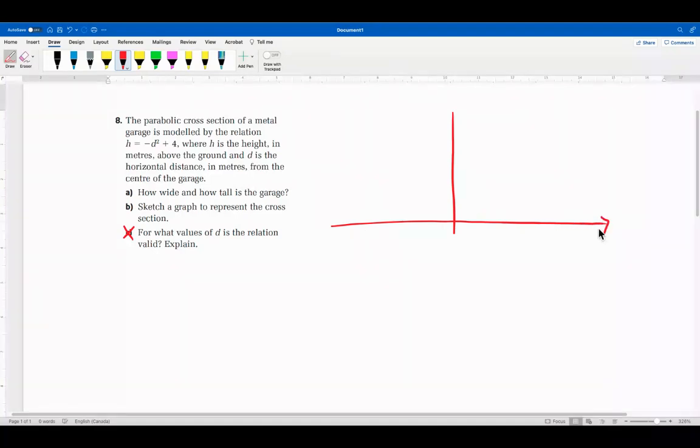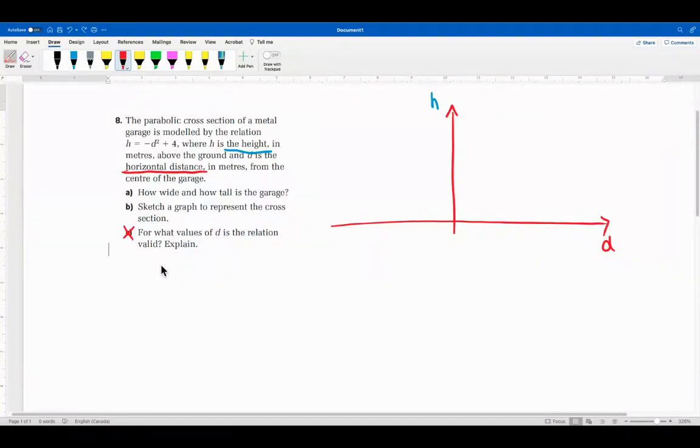Let's graph this out so we can see what we're working with. This is d, which is normally x, and it represents our horizontal distance. And this is going to be h, which represents our height in meters. This is our equation over here.